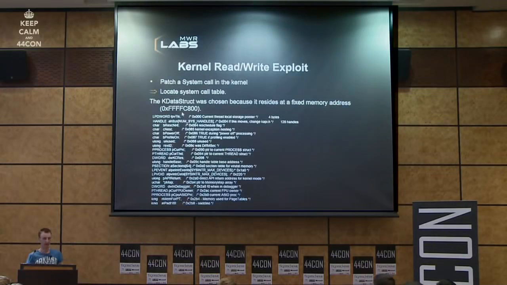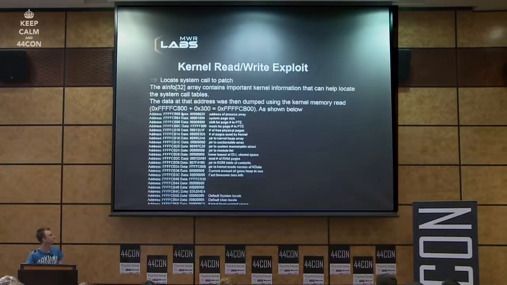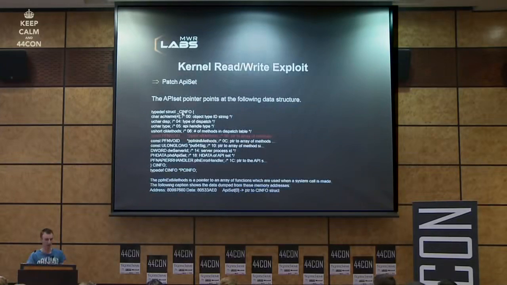So the way I did this was, there's a KData struct which is at a fixed memory location mapped to every process. And if you walk through the data structure and dump the data out of it, you can locate pointers to system calls. This is quite an old school technique of patching system call handlers to point at attacker controlled code. And then when another thread comes along which is executing in a higher privilege context, then the code will be executed with that higher privilege context. So I dumped out the data in there, and located a bunch of CINFO structs which had pointers to API sets. API sets are Windows CE's method of implementing system call dispatches.